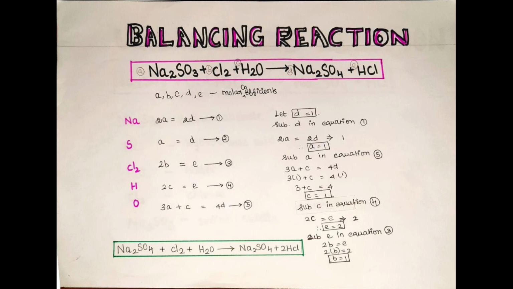Let's assume D as 1. Substituting D in equation 1, we get A as 1. After that, substituting A in equation 5, we get C as 1. Now let's substitute C in equation 4 and we get E as 2. After getting the value of E, let's substitute it in equation 3 to get the value of B.